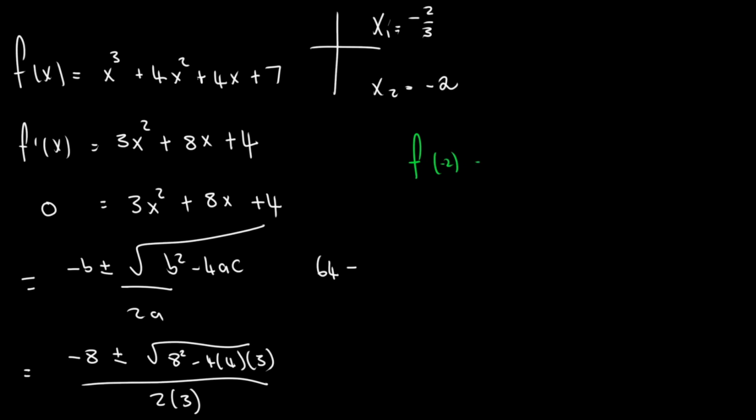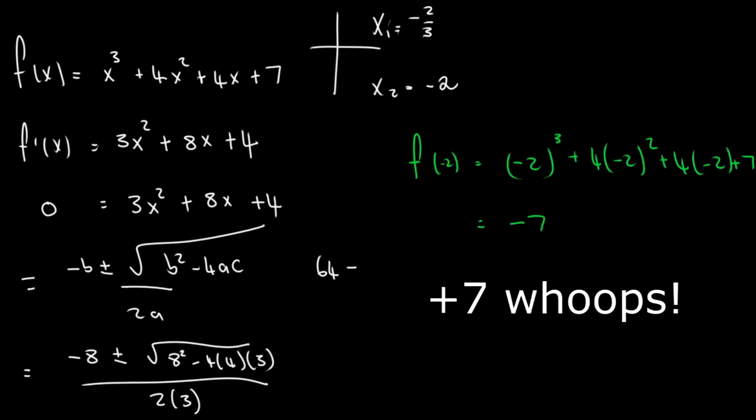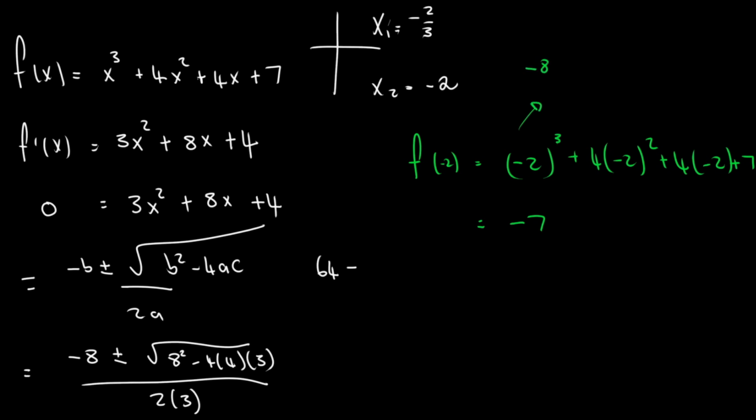That means negative 2 cubed plus 4 times negative 2 squared plus 4 times negative 2 plus 7. Based on this function, this should give me 7. Let's see if it works out. This one is negative 8. This one is 16, and this one is minus 8. This one and this one cancel out, so we're left with 7. So we do in fact know this one's true.